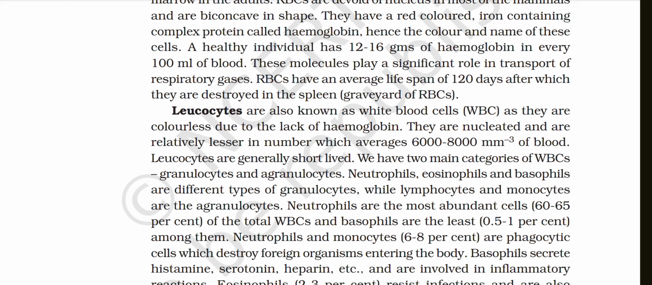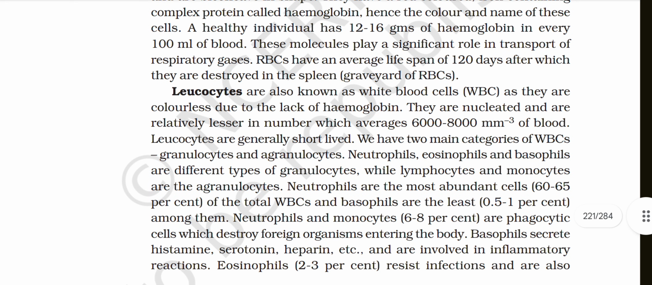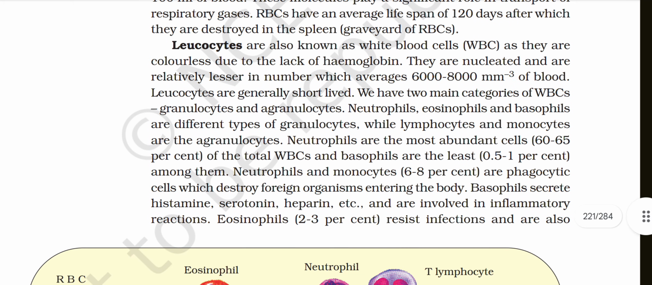These molecules play a significant role in the transport of the respiratory gases. RBCs have an average lifespan of 120 days, after which they are destroyed in the spleen, that is the graveyard of RBCs. Leukocytes are also known as white blood cells as they are colorless due to the lack of hemoglobin.